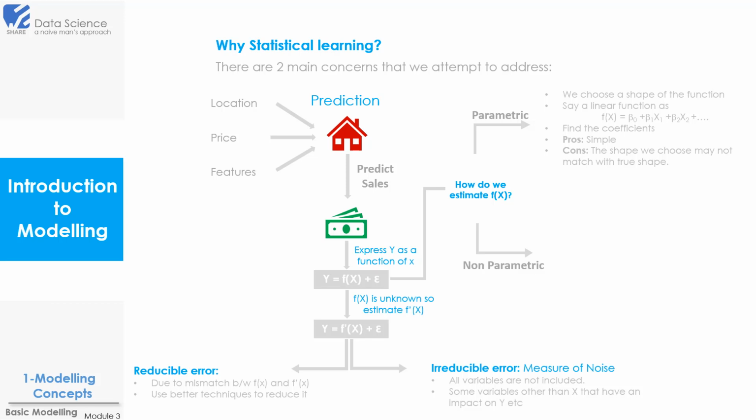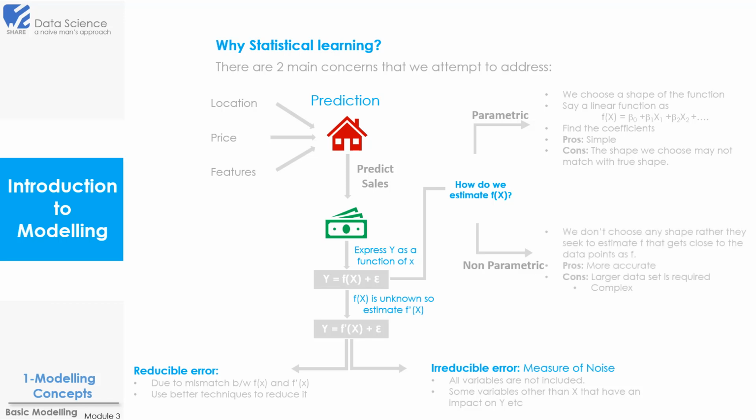So here we assume that the relationship between y and x is linear, based on which we find the coefficients, and then we can calculate the sales. The pro of this type of approach is that it is simple. You just have to find the coefficients and there you go, your model is ready. But at the same time there are certain drawbacks as well, such as the shape that we choose, like here we chose linear, may not match the true shape. Maybe the true shape is not linear at all. In that case, our results will be unreliable.